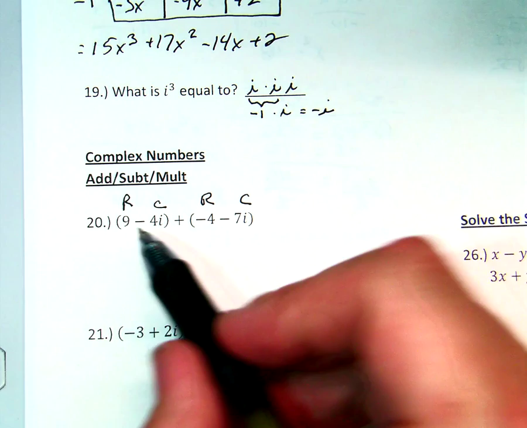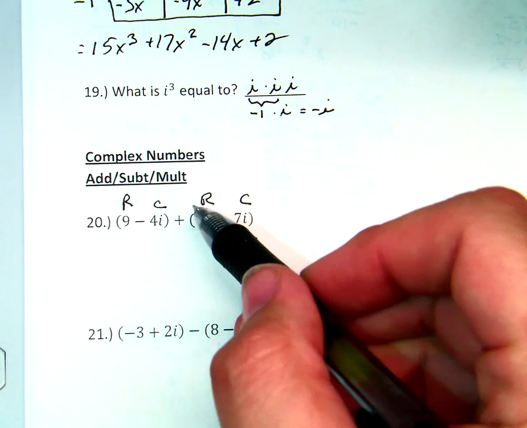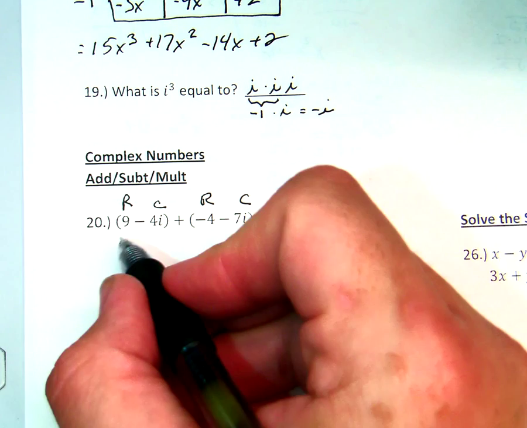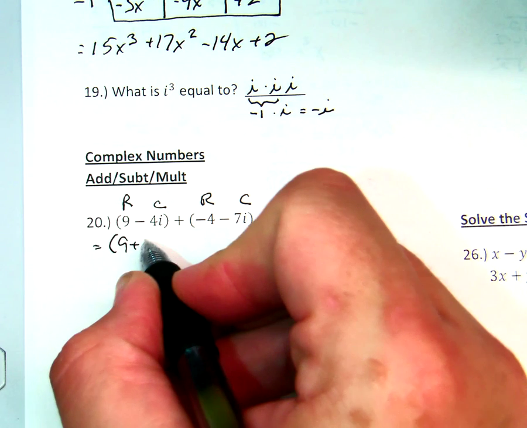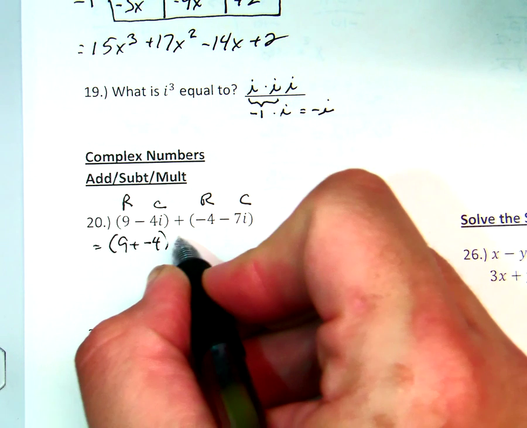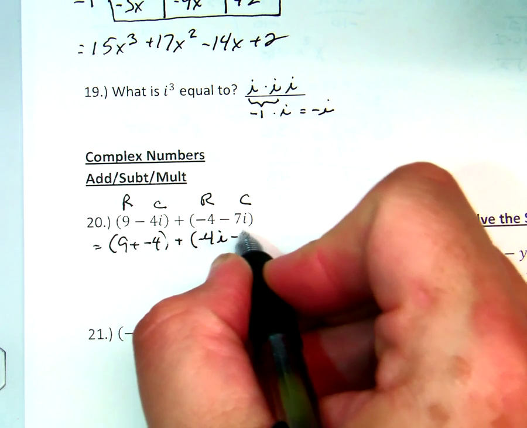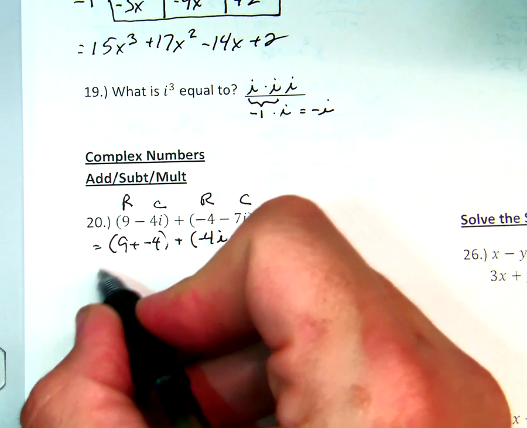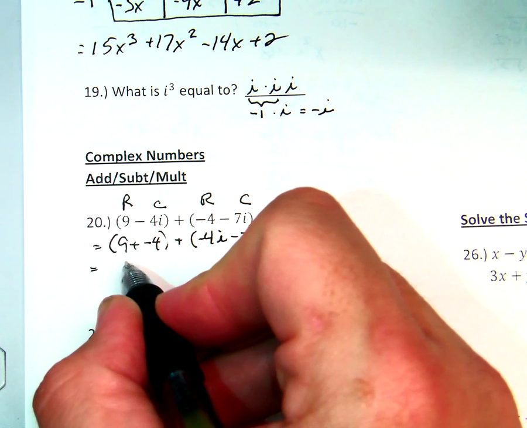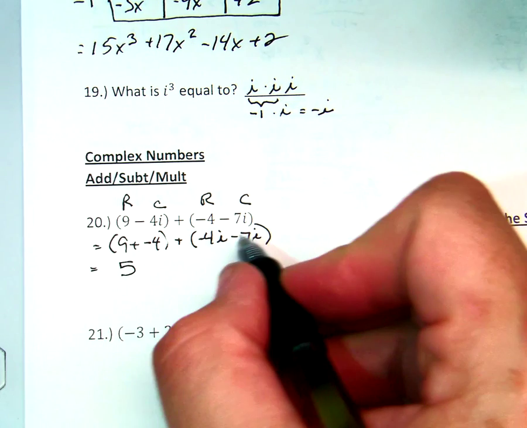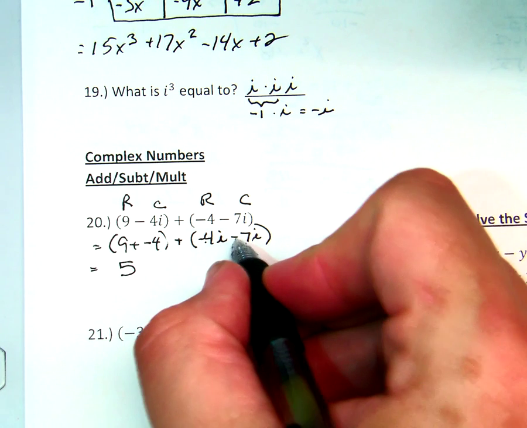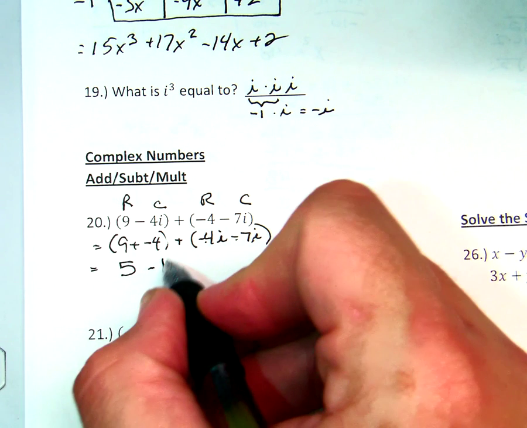So if I'm adding 9 plus a negative 4, so this would be 9 plus a negative 4 plus negative 4i minus 7i. 9 plus negative 4, that's 5. Negative 4 minus 7, minus 11i.